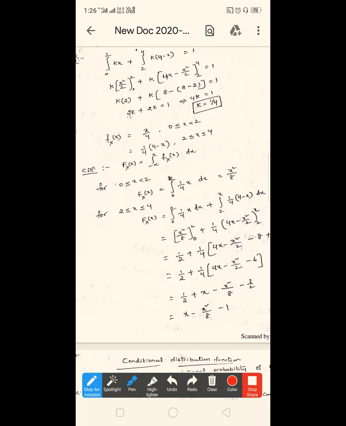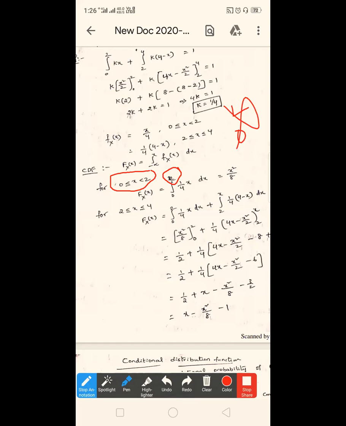Okay, is it clear? So here, first consider the first range, 0 less than or equal to x less than 2. So capital Fx of x equals integral 0 to x. Upper limit must be x here. 0 to x only you have to write. Okay, 0 to 2 is not correct here. You have to write 0 to x only.